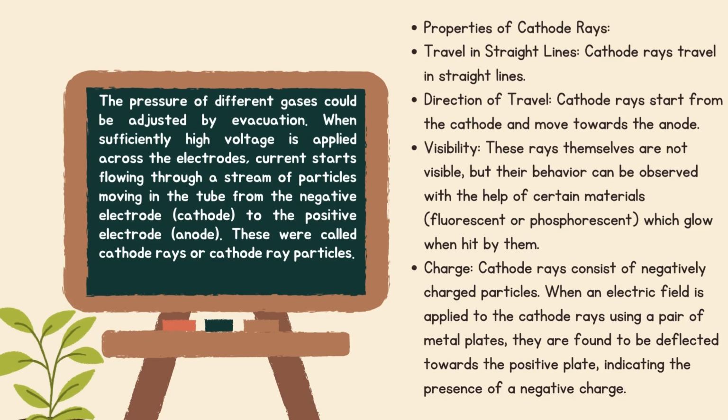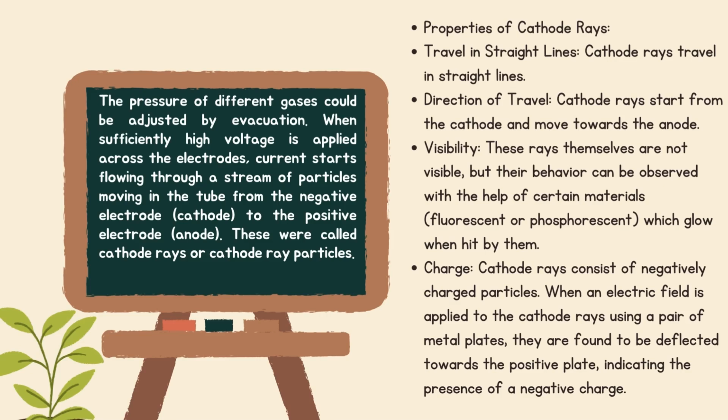Charge: cathode rays consist of negatively charged particles. When an electric field is applied to the cathode rays using a pair of metal plates, they are found to be deflected towards the positive plate, indicating the presence of a negative charge.